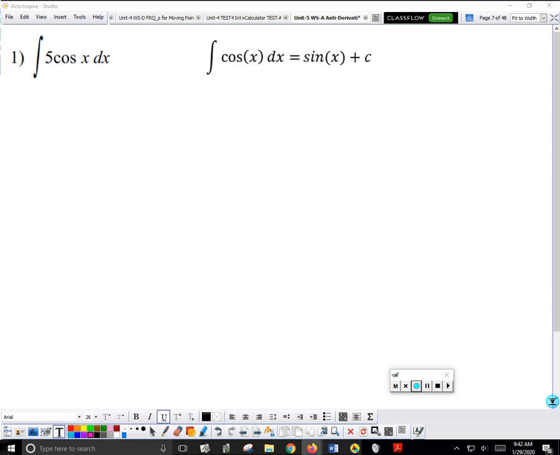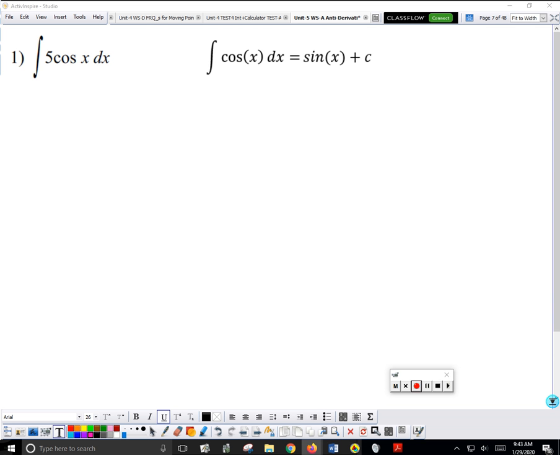There's a property of antiderivatives, which is equivalent to a property of derivatives. So the good news is you don't have to really learn something new. Just look at this and raise your hand and tell me, what is your intuition telling you we should do with the 5? Just hands up.